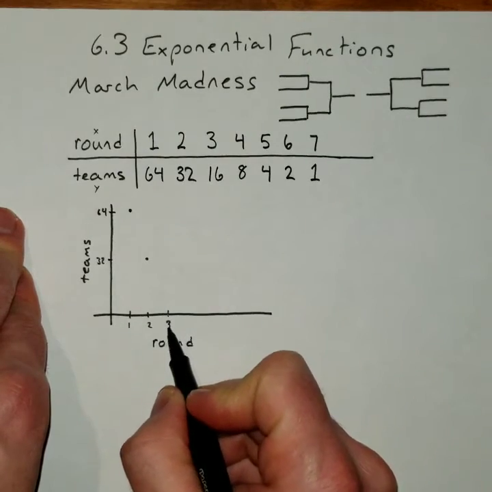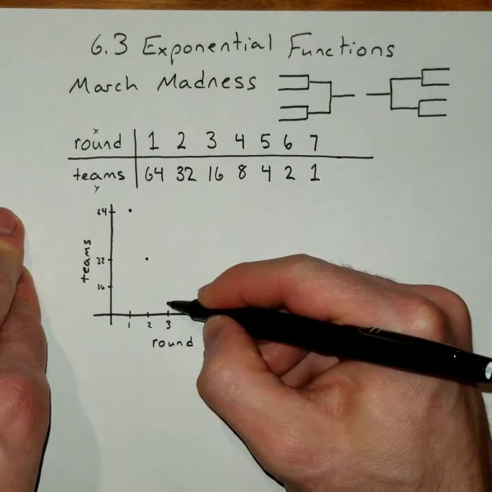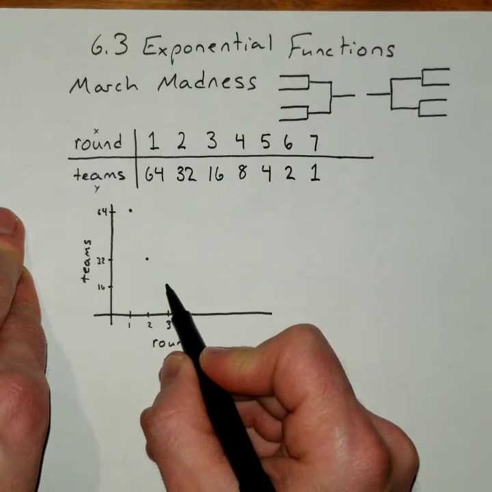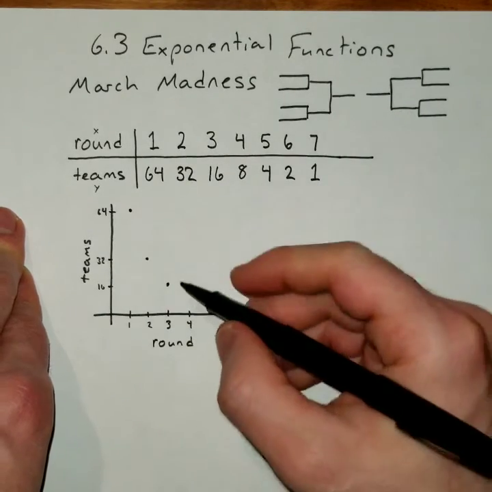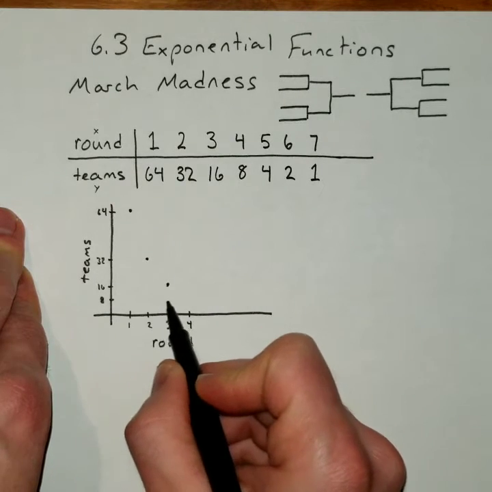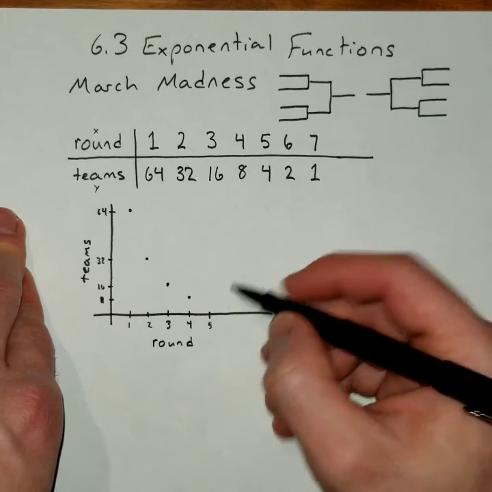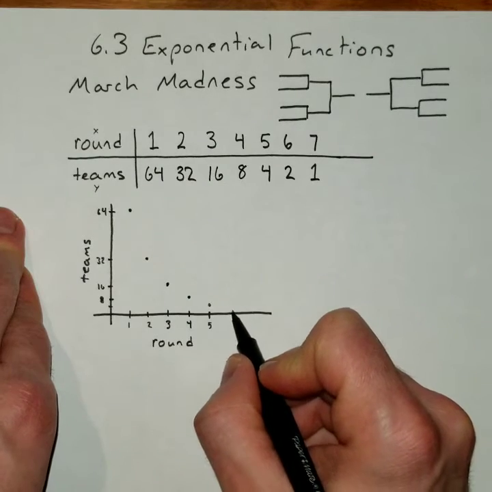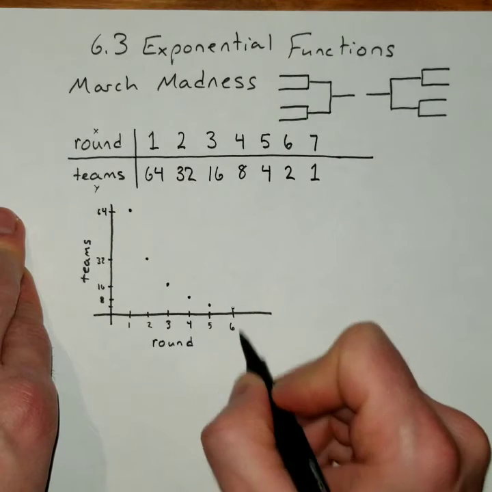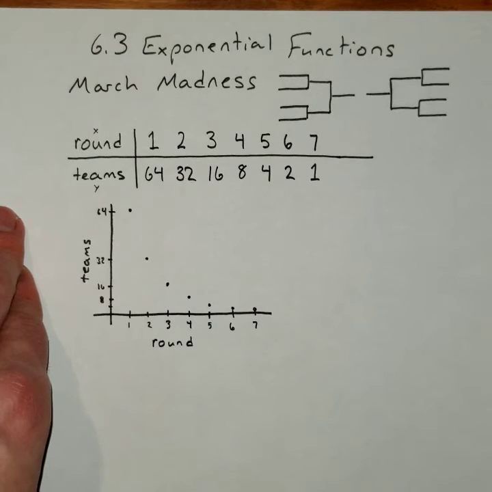If we go to round 3, that's 16 teams, sorry, 16. Then round 4, we're down to 8 teams. Pretty soon it's going to get pretty tight in here. Round 5, I have 4 teams. That'd be 4, really getting tight here. Round 6, I would have 2 teams, cut that in half again. Round 7, or the championship, we have 1 team. And so you can see this is getting very close to the x-axis as we continue.